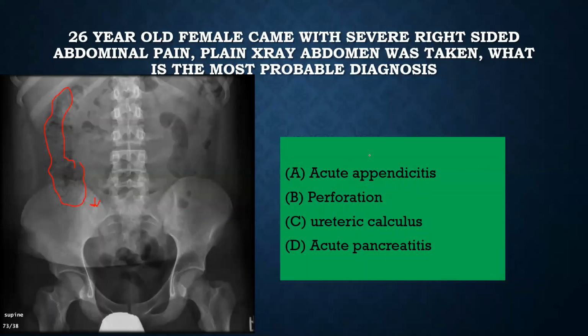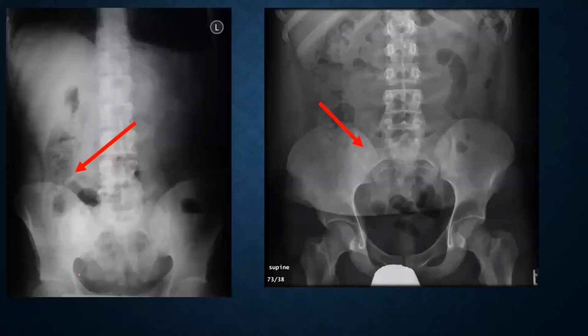So this is a case of acute appendicitis. Because of acute inflammation in the right iliac fossa, the cecum and the proximal ascending colon are dilated. This is dilated. And here there is one more adding point: there is a small calculus. This is usually an appendicolith. See, there is an appendicolith in the right iliac fossa. So this is a case of acute appendicitis.